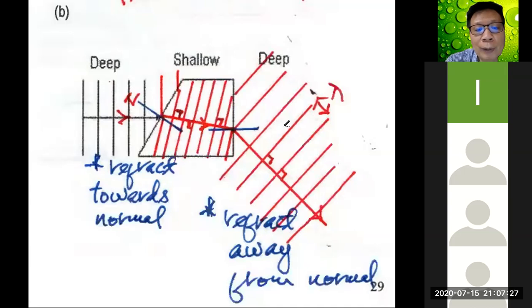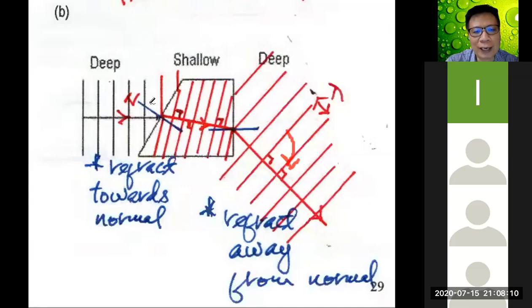This is the normal. Away from normal means go away from the normal, means go down also lah. Because the normal is here. Away from normal means go down. Here, because the normal is here, so towards the normal is go down also. Down means go towards the normal. From deep to shallow, refract towards normal. From shallow to deep, refract away from the normal. So you must make sure you understand towards normal. This one is away from normal, also down because normal is here, away means go down. This one normal is here, towards normal is go down. Okay, huh?